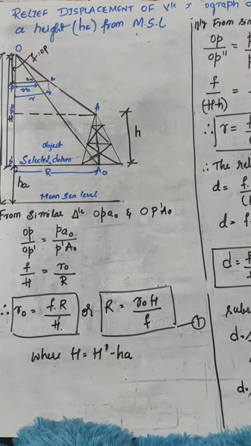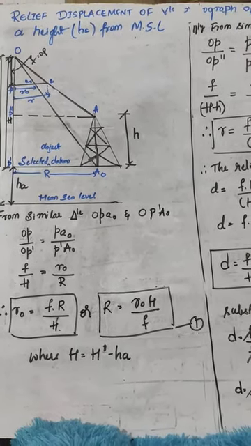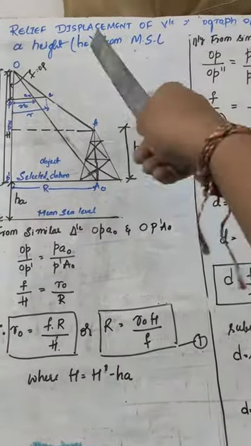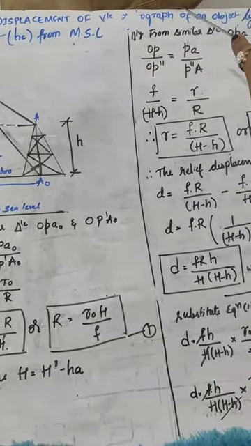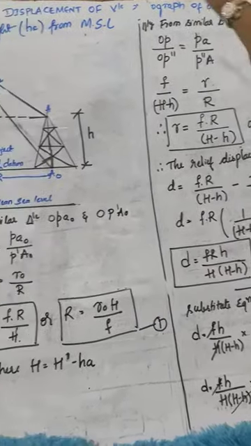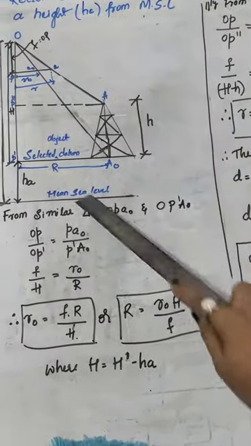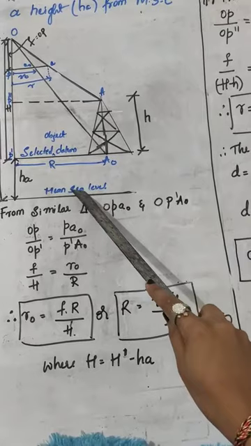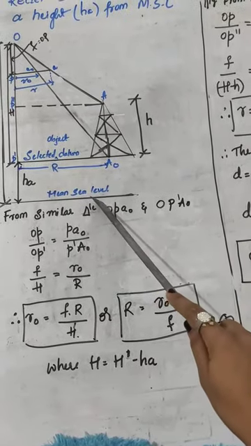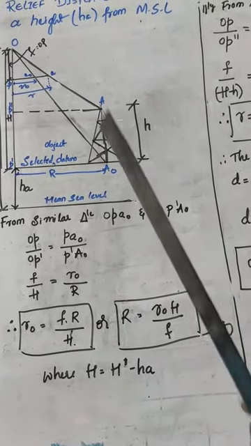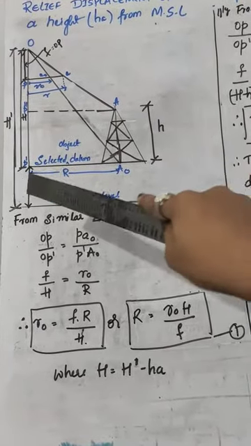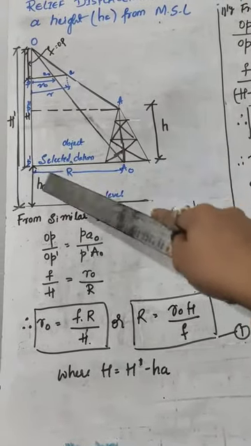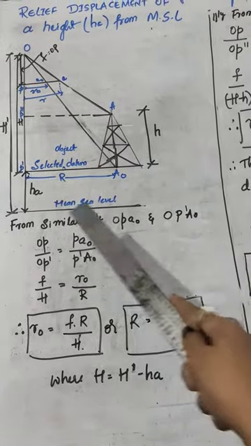This is the second case. The first case I have already told you: relief displacement of a vertical photograph of an object lying on the datum. This means at this point this tower was there in the previous derivation. In this derivation you can see that the object is lying at the height HA from the mean sea level.